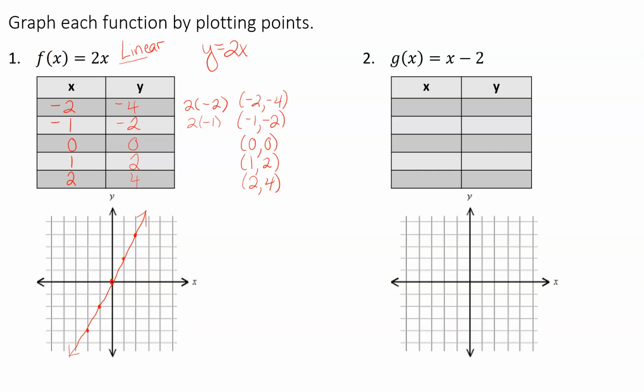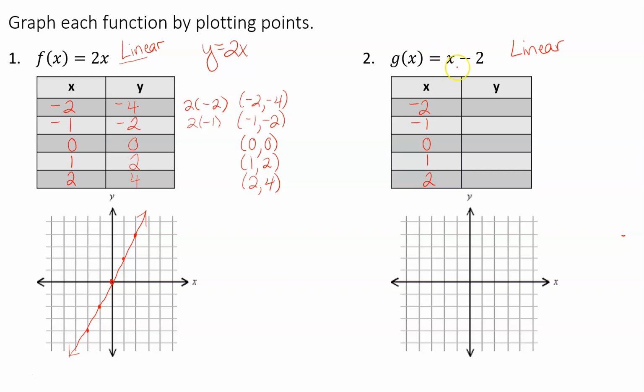Okay, let's try another one. Number 2, g of x equals x minus 2, again is linear because the exponent on the x is a 1, it's degree 1. So I'm going to go ahead and use the same x values, -2 to +2.